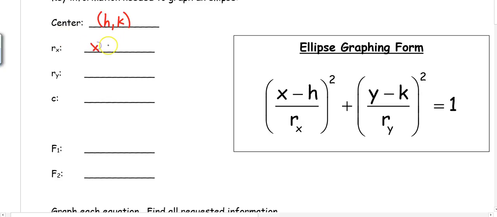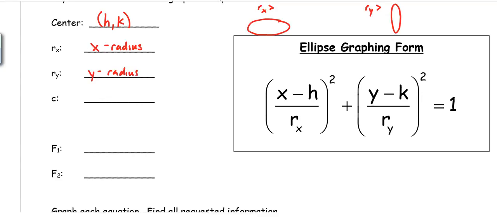Now, in an ellipse, there are two types of radius. There is an x radius, and there is a y radius. The x and y radius change what the ellipse is going to look like. If the x radius is larger, then we're going to have an ellipse that is longer going side to side. And if your y radius is greater, then we're going to have a taller ellipse going up and down.